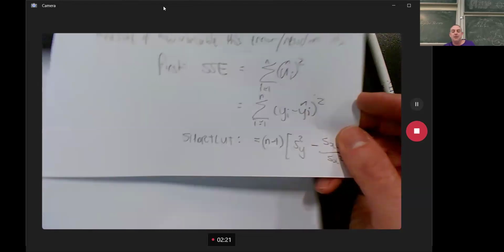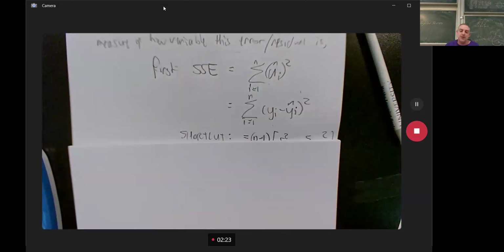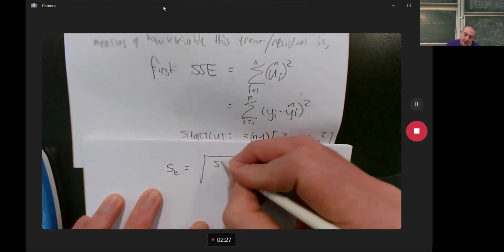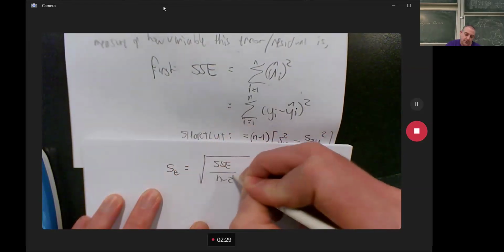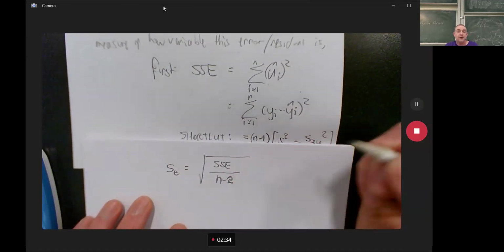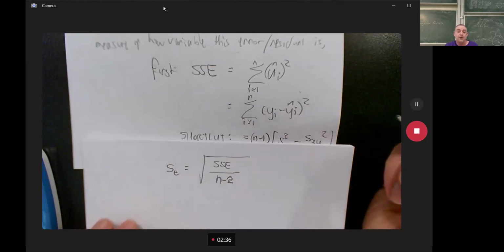And then I divide it by n minus 2. So the SE is the square root of the SSE divided by n minus 2, for reasons that I'm sure Fisher and Pearson would have refused to explain to us.